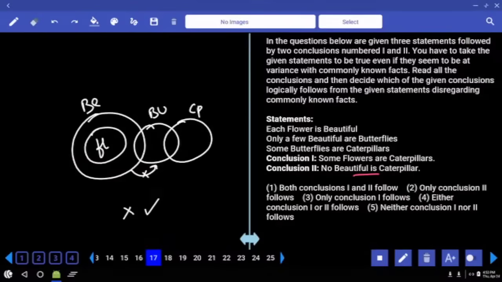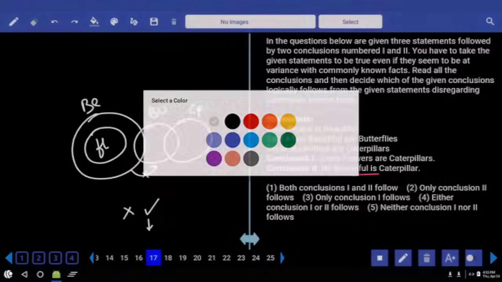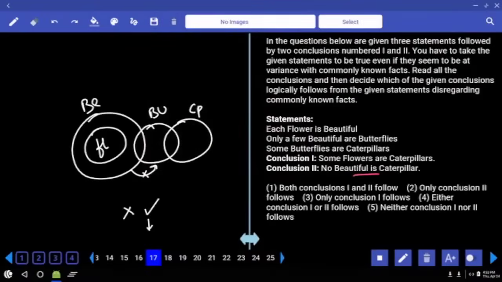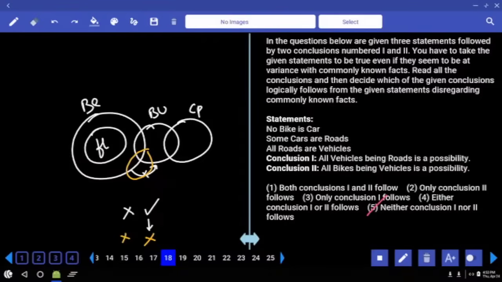Then in this, now second one, no beautiful is caterpillar is true. To make this one false, then we need to draw some beautiful are caterpillars. Can caterpillar and beautiful be drawn like this? And alternate diagram, previous conclusion false. Then the sentence, some flowers are beautiful, now also it is false. Then what is your answer? Neither one is true. Neither one is true. Choice for question number 17.